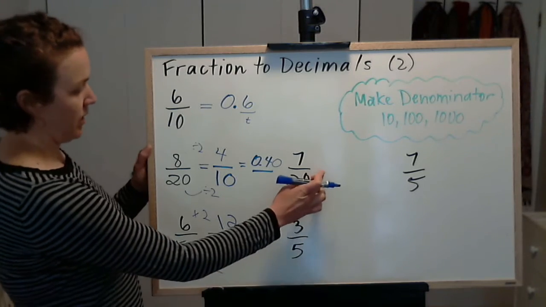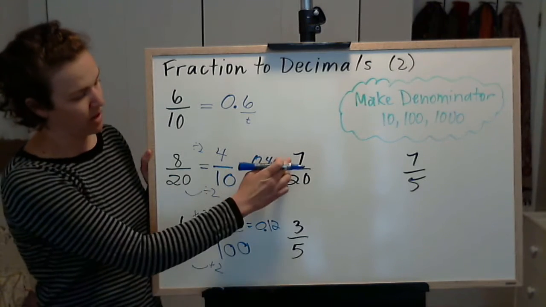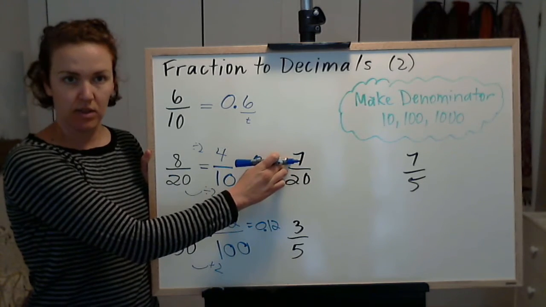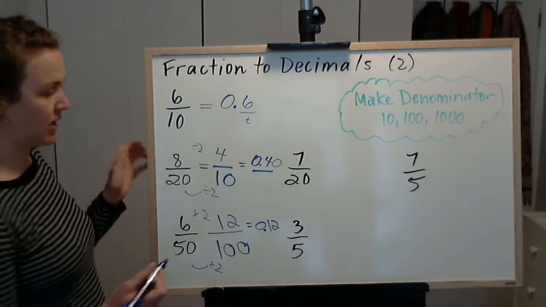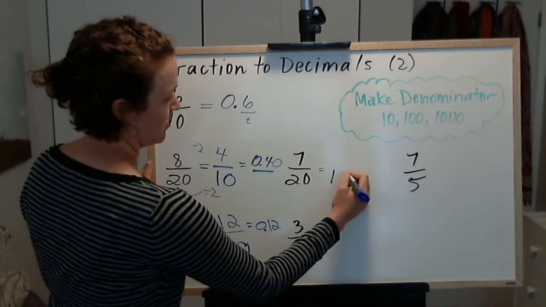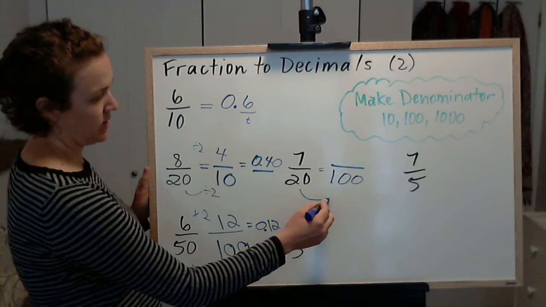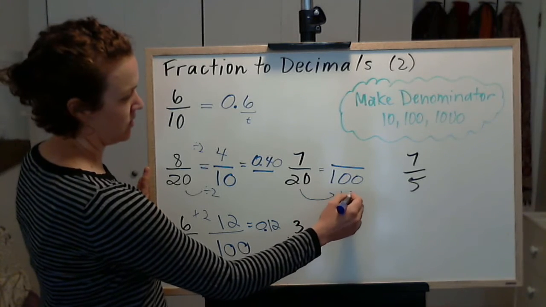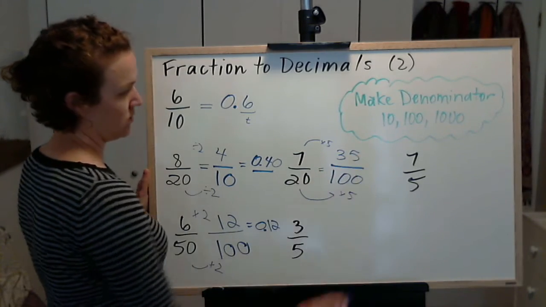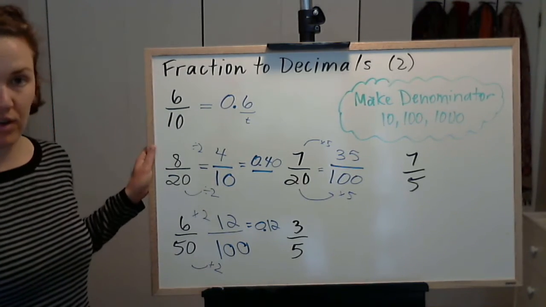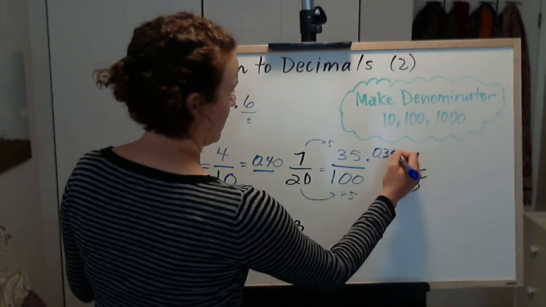So this one, we have 20 as the denominator again, but we can't divide top and bottom by 2 because 7 does not divide evenly in half. So we're going to have to multiply by 5 to get to a denominator of 100. So 20 times 5 is 100. 7 times 5 is 35. 35 100ths is written 0.35.